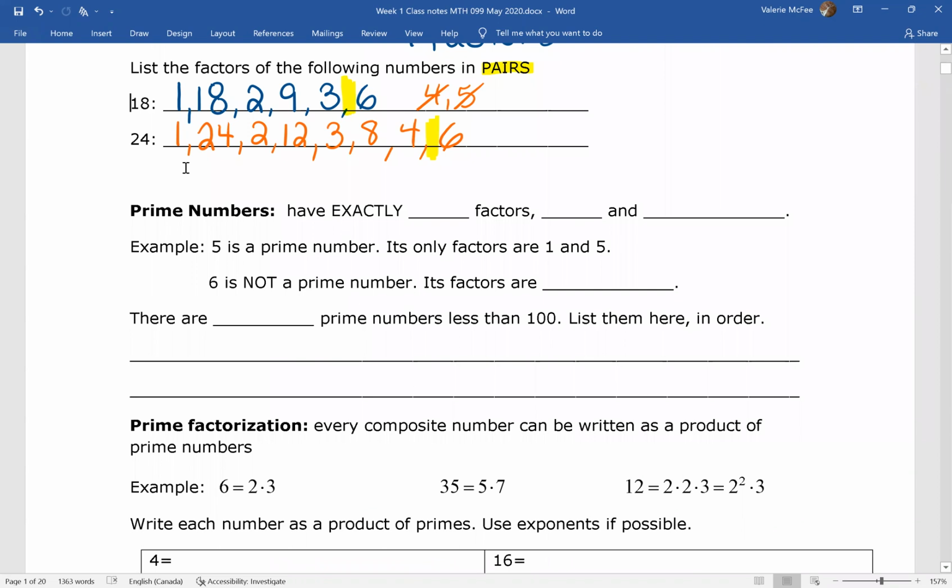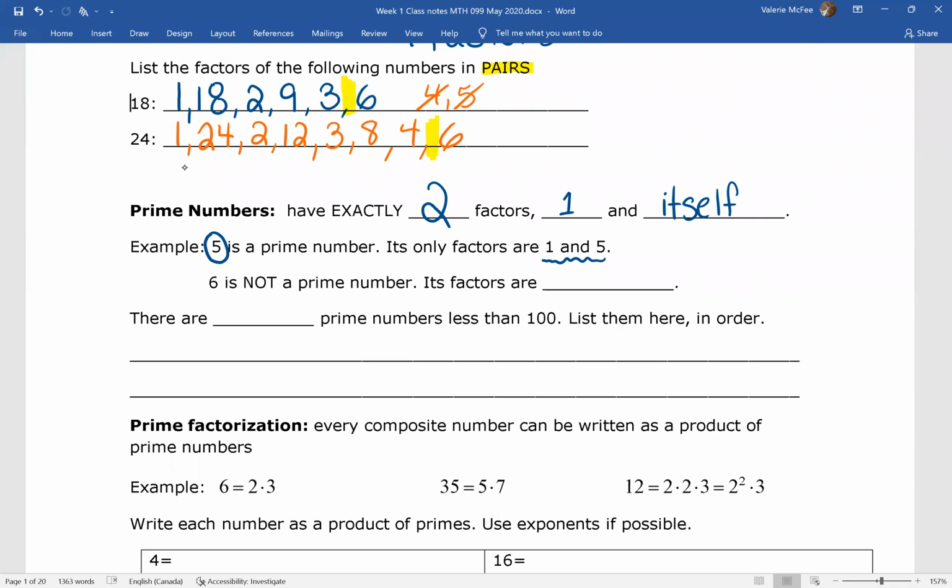Prime numbers are very useful in mathematics. So I'm going to suggest that you spend some time working on memorizing your prime numbers. Prime numbers have exactly 2 factors, the number 1 and the prime number itself. For example, 5 is a prime number. It has 2 factors, 1 and the number 5 itself.